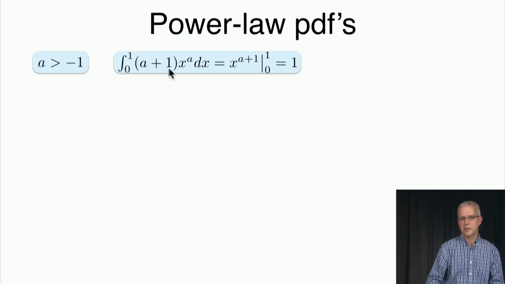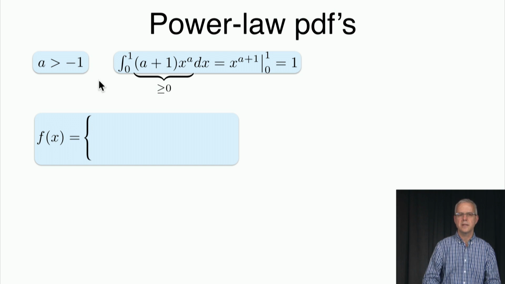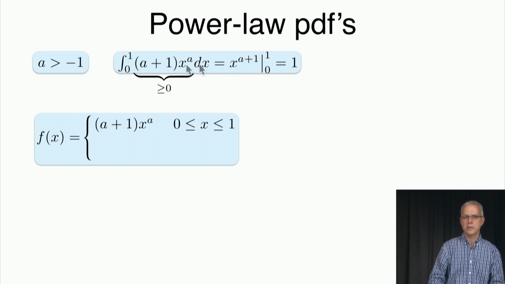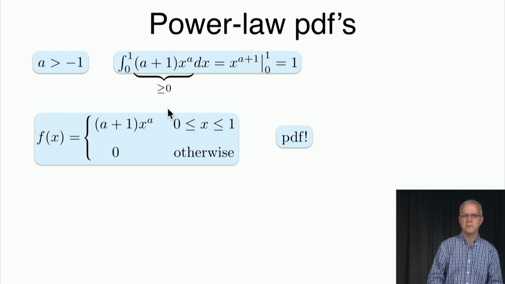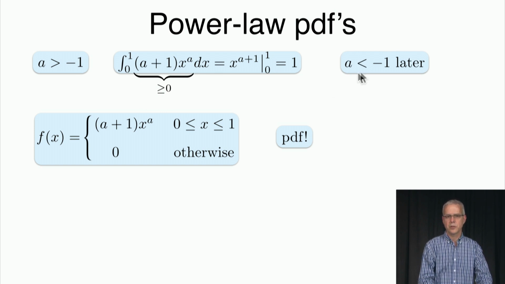The other observation is that what we're integrating over is non-negative. What that means is that if we let f_X be (a plus 1) times x to the a between 0 and 1, and 0 otherwise, then f_X is a PDF, because it's non-negative and it integrates to 1. So this is for a bigger than -1. We'll talk about a less than -1 later.